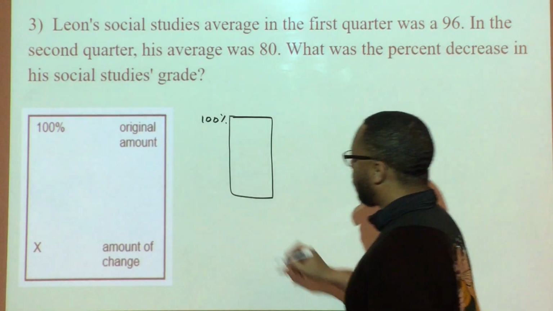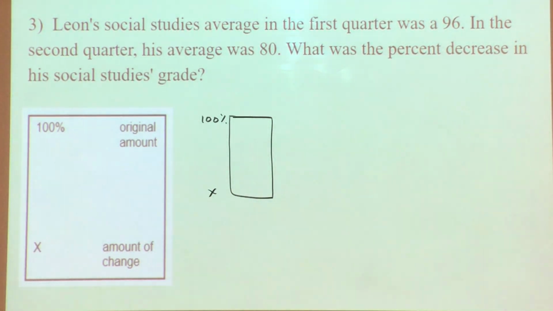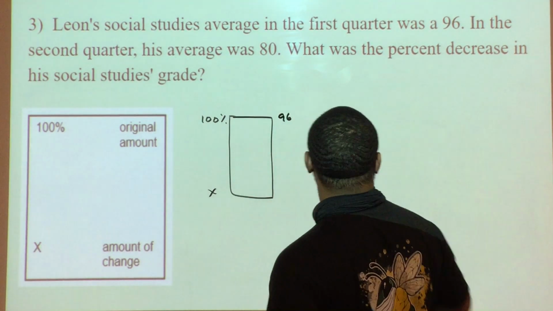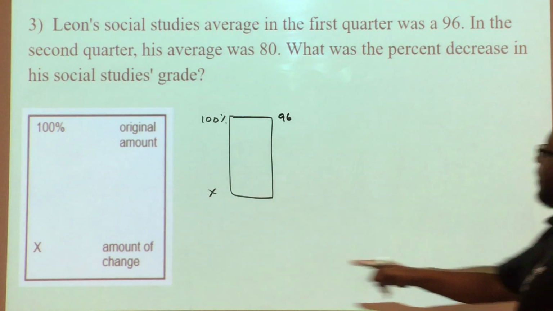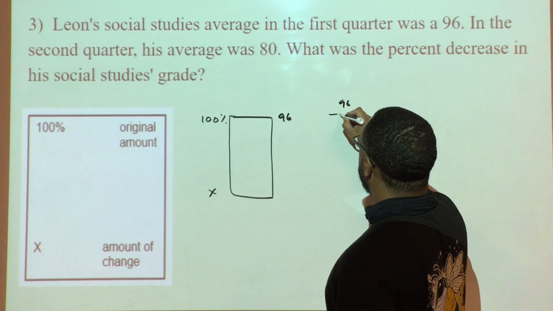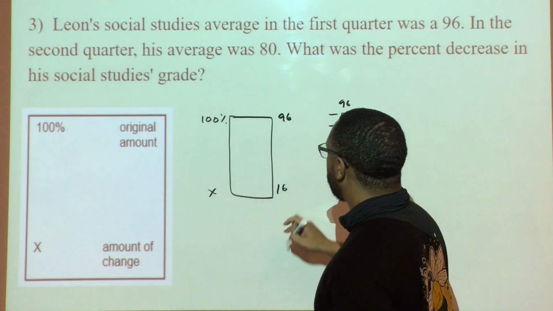100% is going to be right there. X is going to be here. What is the original amount? Well, it says that in the first quarter he was at a 96, second quarter he was at an 80. The first comes before the second, so up here the original amount is going to be that 96. And then I need to figure out the amount of the change. So here I'm going to do 96 minus the 80. It's going to give me 16 is the amount of the change.